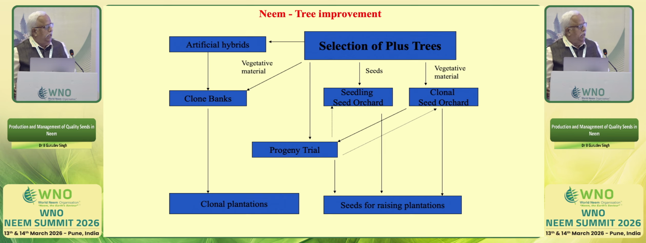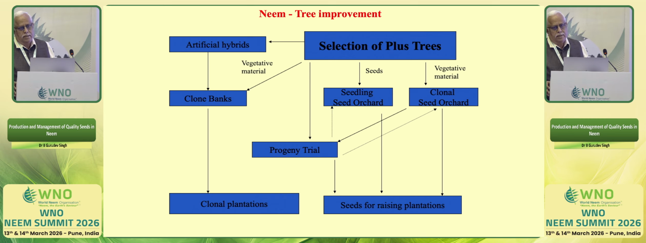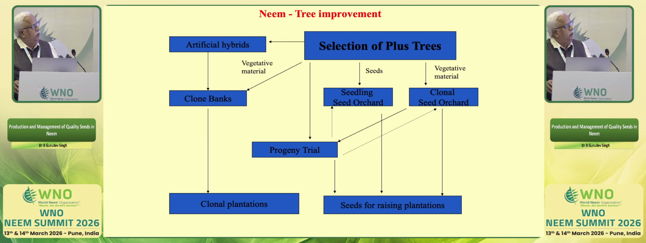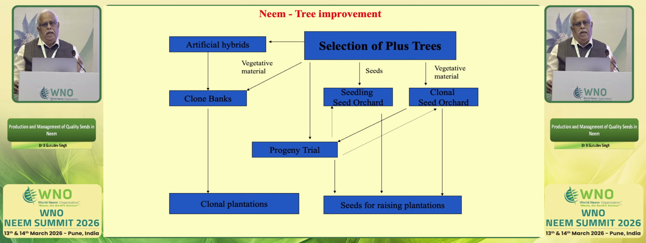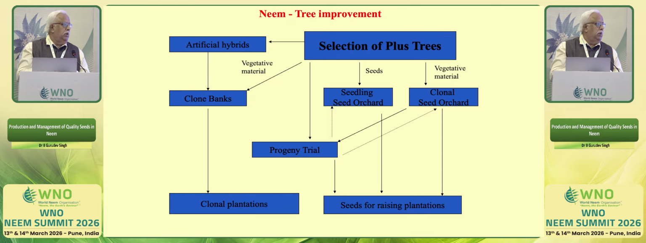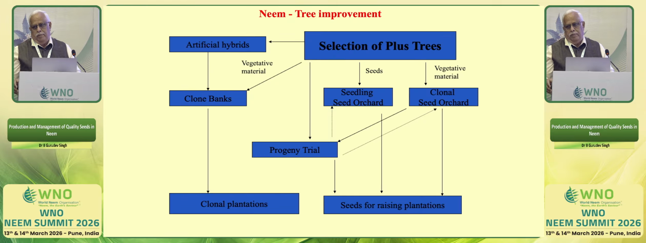When you say tree improvement, we select the very good trees. Again, the selection, good means what? Like big crown or more fruit yield, those things. And these trees, we can straight away deploy into clone banks and multiply them by vegetative propagation and establish clonal plantations. Or we use these very good trees for establishment of orchards. That means we select the best trees and plant them in one area and allow them to mate among themselves and try to produce better quality seeds.